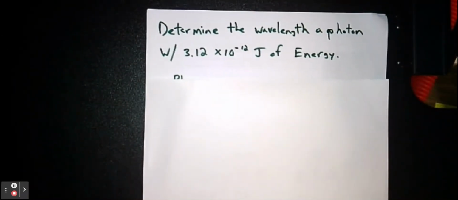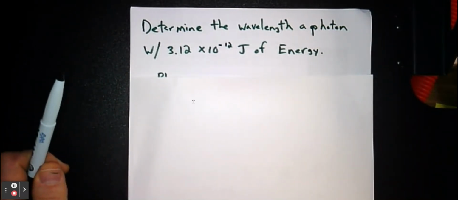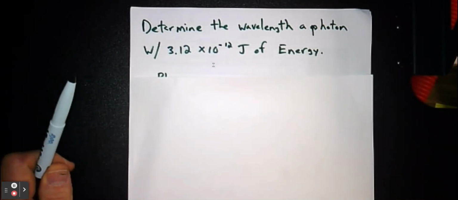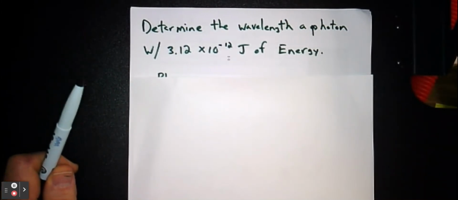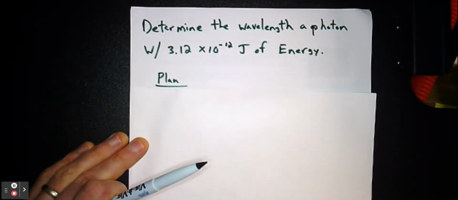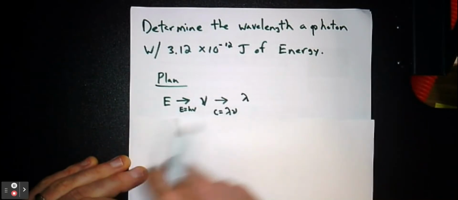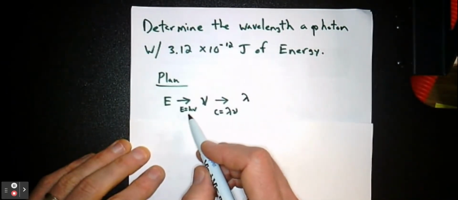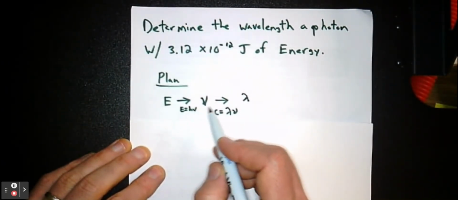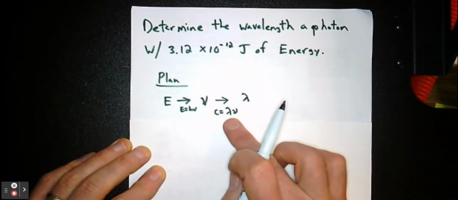Now, here's another problem. This one's a little different because I'm solving for wavelength, and I'm not solving for frequency, but I know the energy. So I'm going to make a plan. I can go from energy to frequency because I know this formula, E equals h nu. And then I can go from frequency to wavelength with this formula.